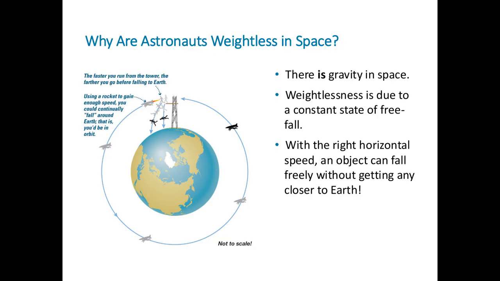What this has to do with space is, if we think about what an orbit is, it's actually perpetual free fall. So the reason why astronauts in the International Space Station are floating around in space is not because there's no gravity there. It's because they're falling at the same rate as the space station that they're inside of.